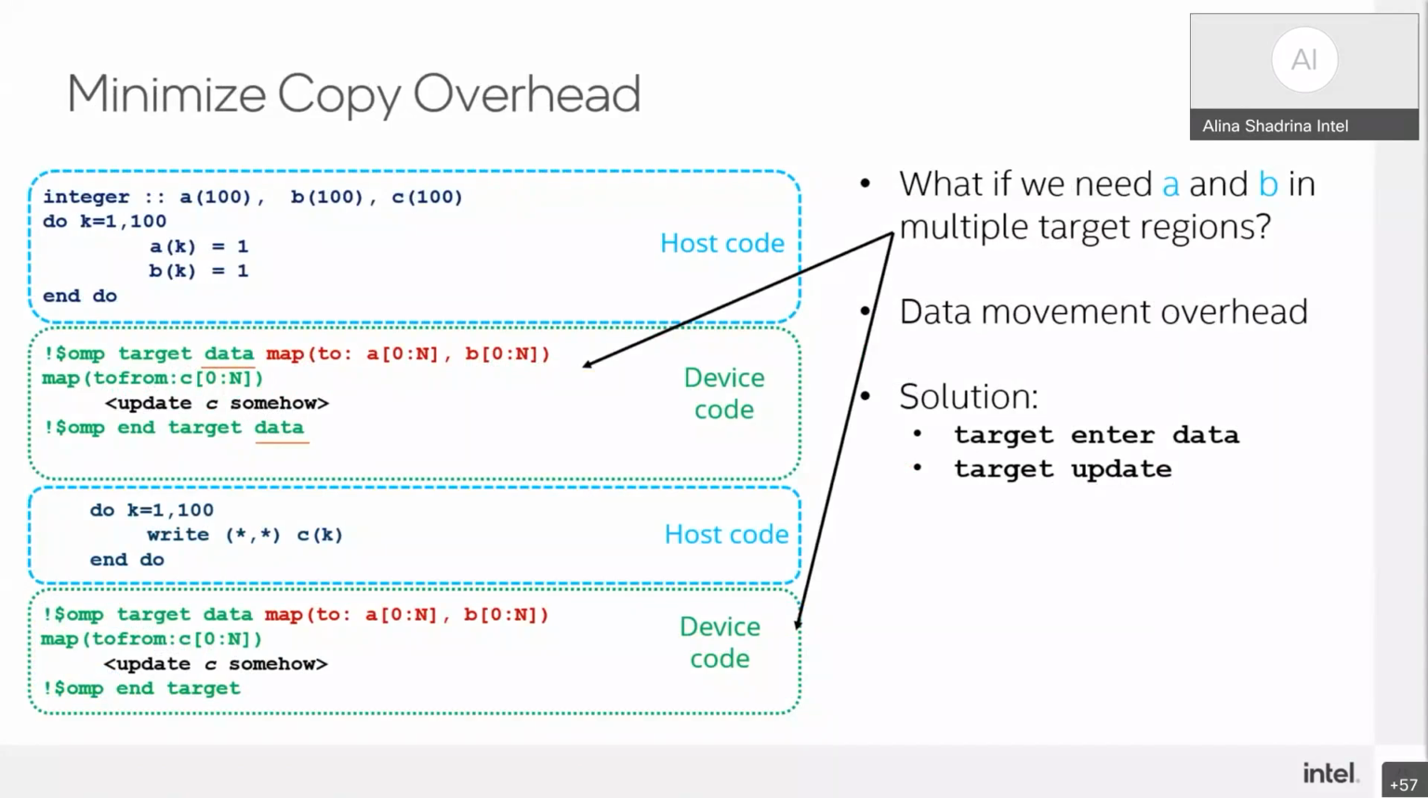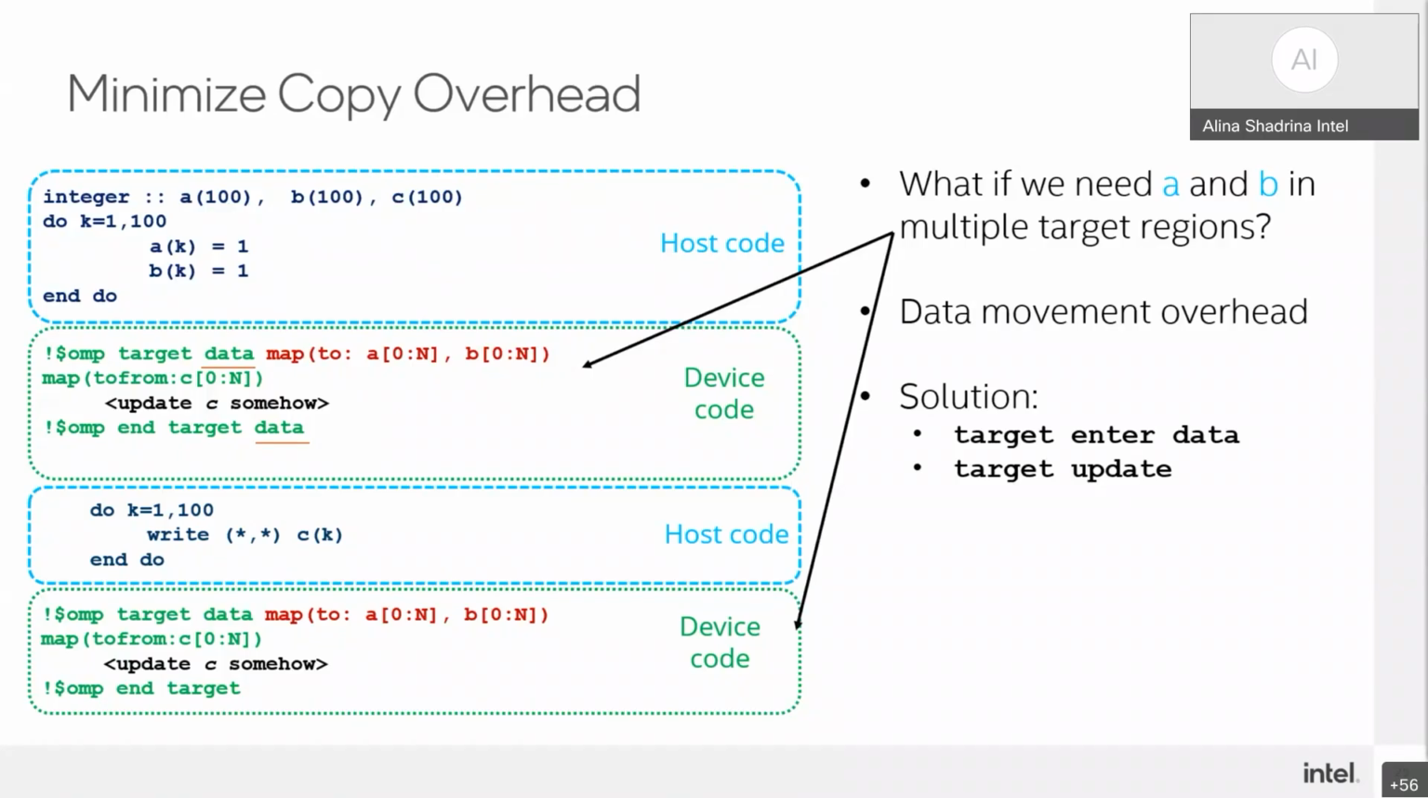Also, there is a solution for how to minimize data overhead. What if we have an array that is used in many offloading regions and it never changes? In this example, we are reading A and B in 2 regions. And when we leave an offloading region, the data environment is destroyed. So we have to copy A and B twice. It's really overhead and has a negative impact on performance.